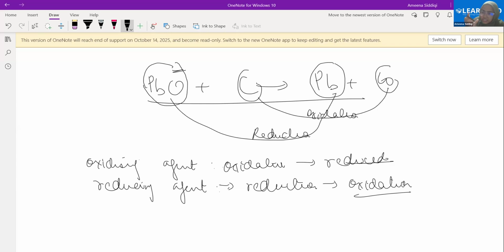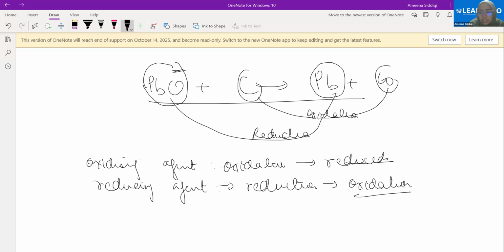Therefore, the oxidizing agent is lead oxide. And the reducing agent is carbon. Clear? And carbon is getting oxidized to CO. So it was just the carbon atom which gets oxidized to CO. I hope you are able to understand the point that I'm trying to tell you.